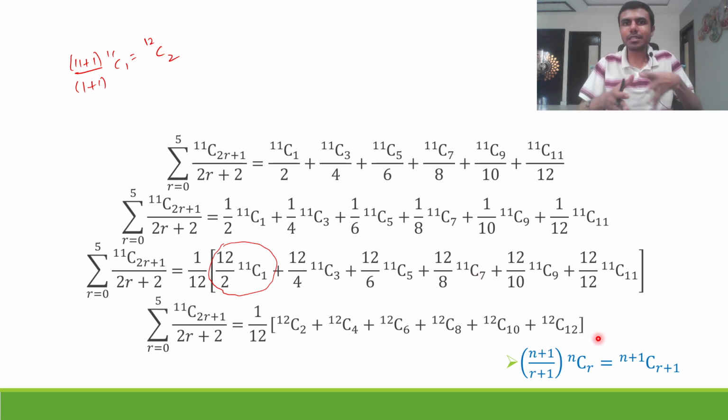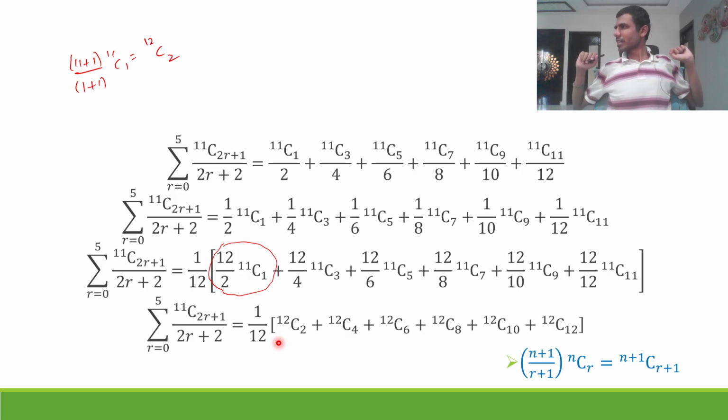So this was the trick in the question, which I felt is what you need to do. Now next, the question is not yet done. If you observe this pattern, I have 12c2, 12c4, 12c6, 12c8, but 12c naught is missing.